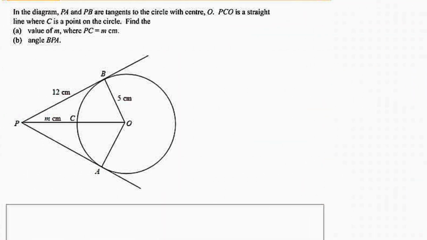In the diagram, PA and PB are tangents to the circle with center O. PCO is a straight line where C is a point on the circle. Question A. Find the value of M, where PC equals M centimeters. Question B. Find angle BPA.